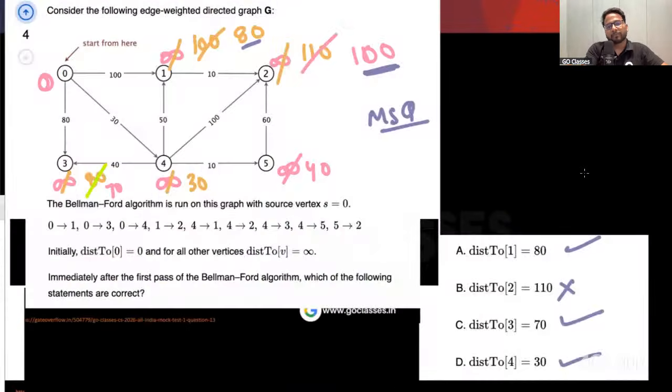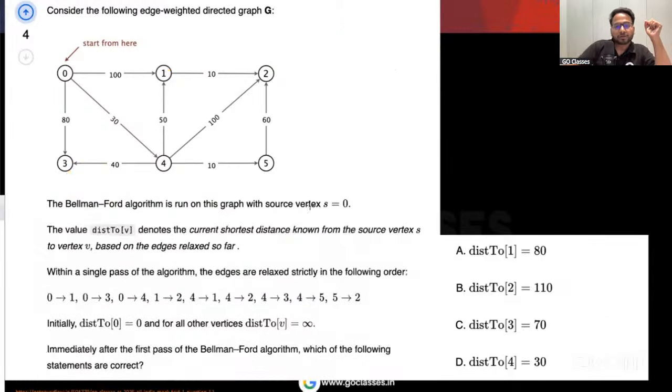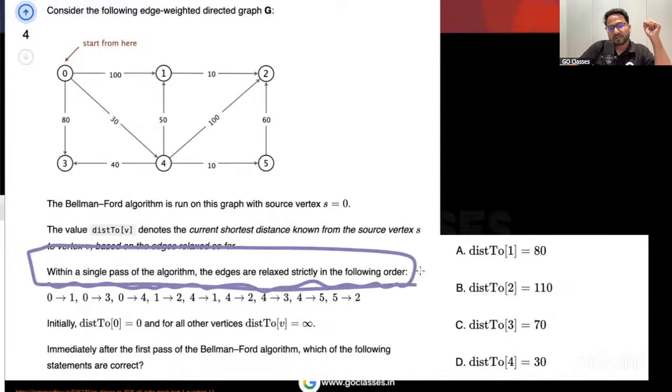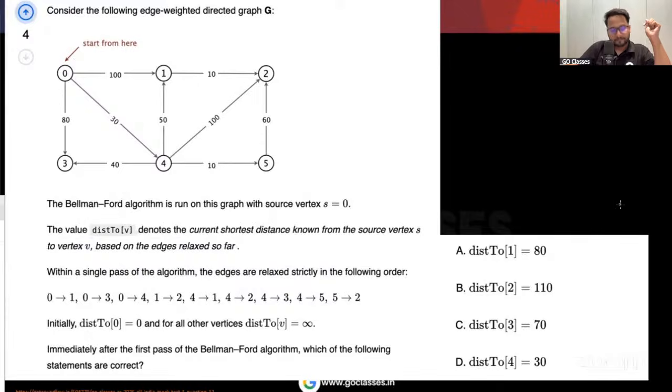So in the Bellman Ford, by the way, we can relax in any order. Remember, we can relax in any order, but here they have given that we have to follow a particular order. In the question they are saying, within a single pass of the algorithm, the edges are relaxed strictly in the following order. Great.